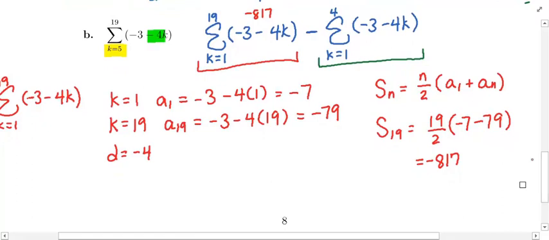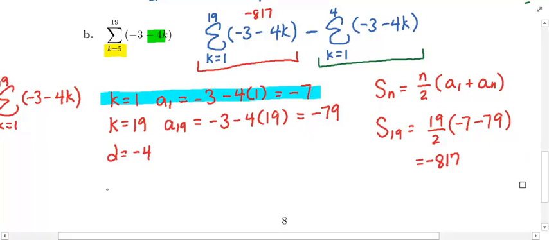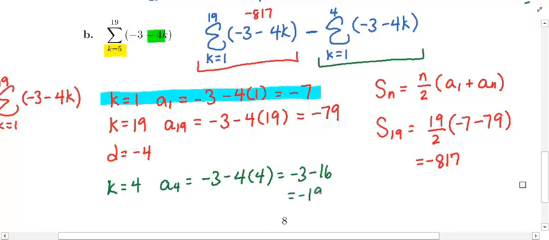I know what the first term is. It's going to be this. Nothing's changing here. The first term is still going to be -7. But now I need to compute the fourth term. So let's plug in k equals 4. So a4 is going to be -3 minus 4 times 4. So this is going to be -3 minus 16, so that's going to be -19.